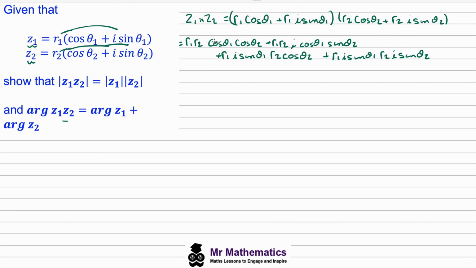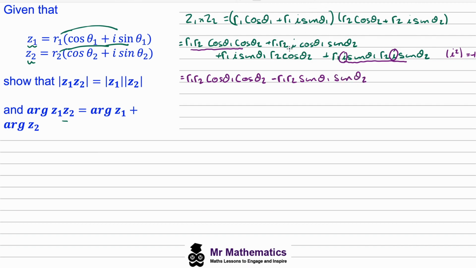So if we underline this real term in purple, and this is also a real term, because what we have is this i times this i, and together they make i squared, which we know is -1. So we can simplify the real terms. We'll have r1 r2 cos theta 1 cos theta 2 minus, we'll multiply these r1 and r2, so minus r1 r2 sine theta 1 sine theta 2.